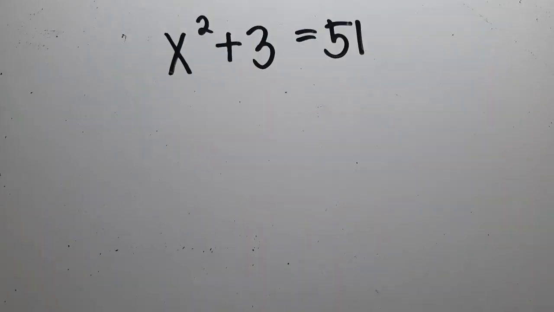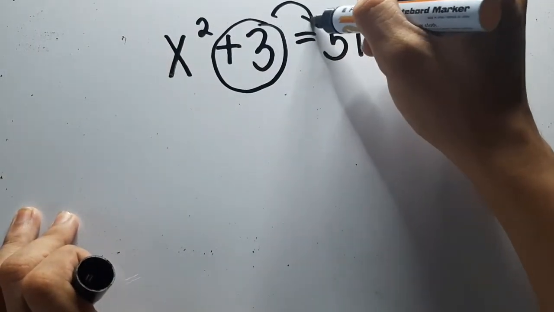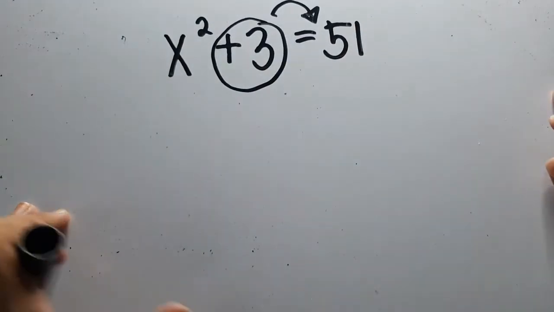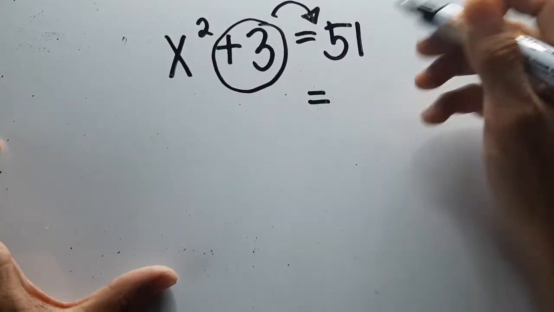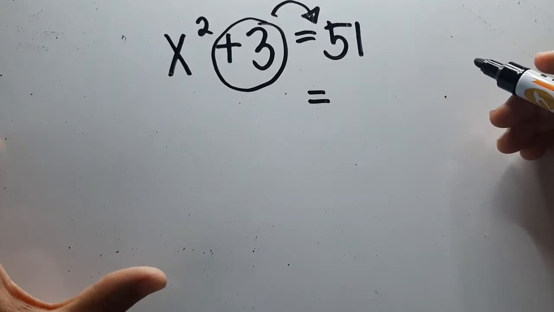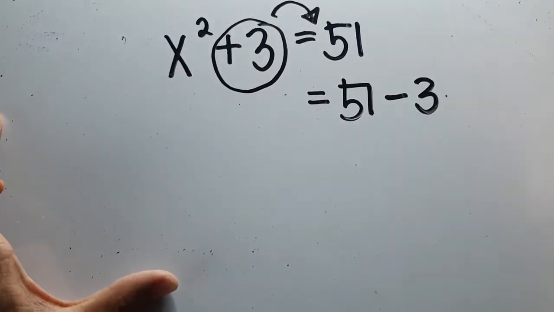So we have the first equation, x squared plus 3 is equal to 51. This equation is called a quadratic equation. The first thing to do is to transpose positive 3 to the other side, because 51 is a constant number. When we transpose positive 3 to the other side, it will become negative. So we have 51, negative 3 or minus 3.